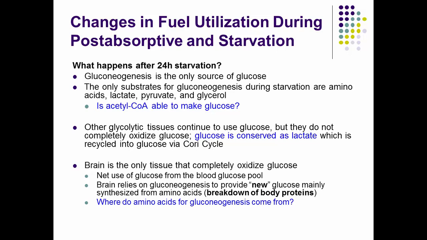So I guess that's pretty much all for this slide I wanted to point out. One question: where do the amino acids for gluconeogenesis come from? We know that amino acids are one of the precursors, right, for gluconeogenesis. Where do these amino acids come from during the starvation? Muscle breakdown, right? So from the muscle.